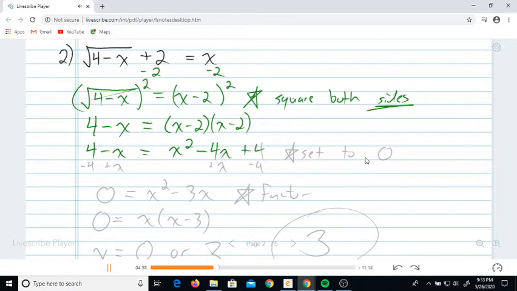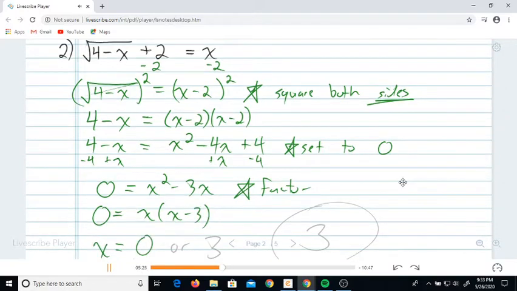And now we'll notice that it's a quadratic, so we're going to set it to 0. We'll subtract 4 from both sides, add x to both sides, and we get 0 equals x squared minus 3x. So we can go ahead and factor that. That will factor to x times the quantity x minus 3. So x equals 0 or positive 3.